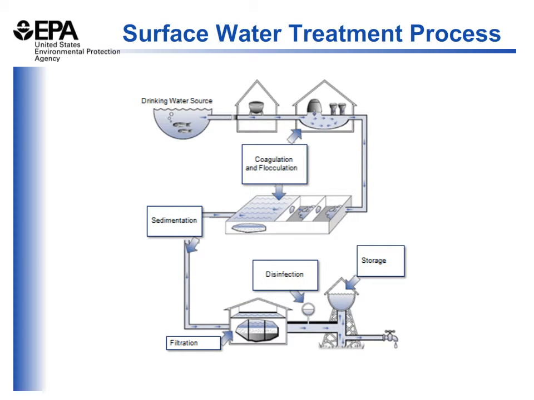This next slide shows in a graphic form these different steps of the surface water treatment process, with the water coming from the intake, the sediments and particles being removed through the coagulation and flocculation process, as well as the sedimentation and filtration processes, followed by disinfection, and then the water is sent out into the distribution system.